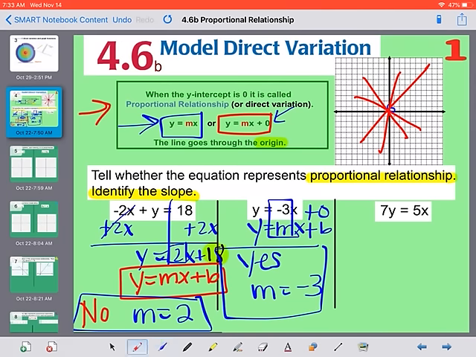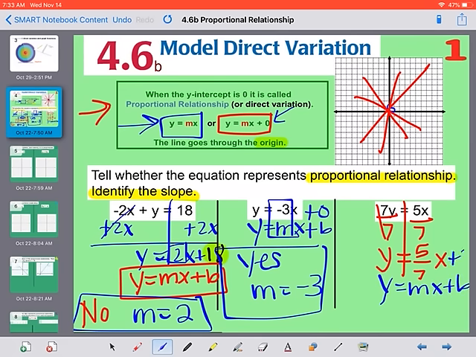And then the third one, we need to solve this for y. I'm going to divide by 7 to get y by itself. So we have y equals 5/7 x. So in the form y equals mx plus b, there is no b, so it's really plus 0. So yes, this is proportional. And our slope m is this fraction right here, 5/7. That would be our rise over run when we graph it.